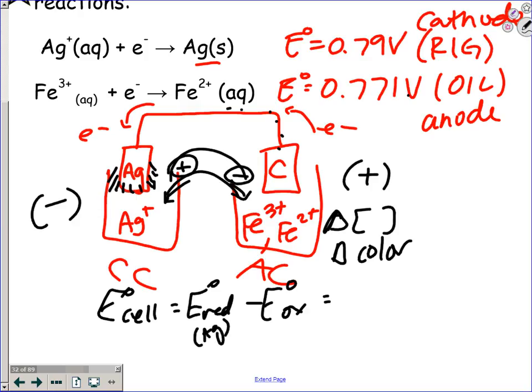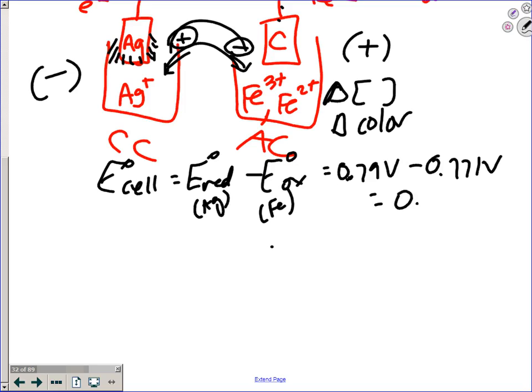So that's silver, so that's 0.79 volts. And then iron is the oxidized one, so minus 0.771. What do we get? Point what? 0.02 or 0.019? Yes? Okay. Crappy battery, but it's there.